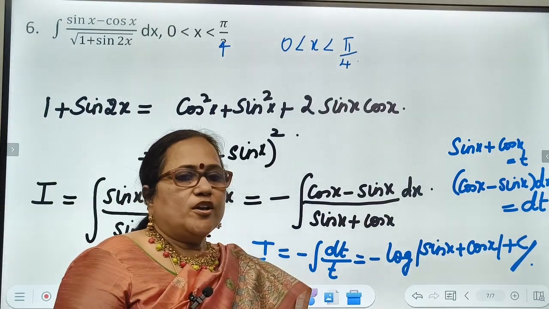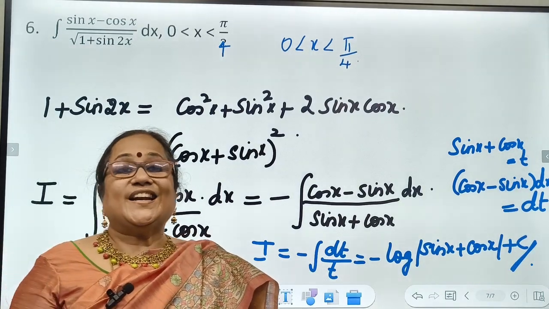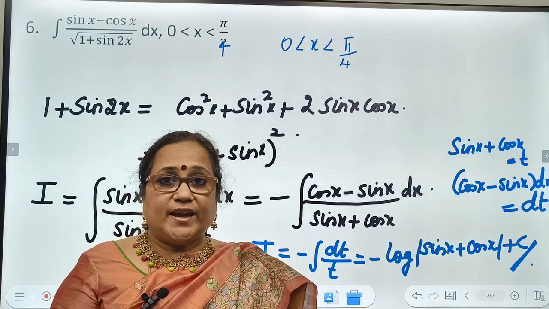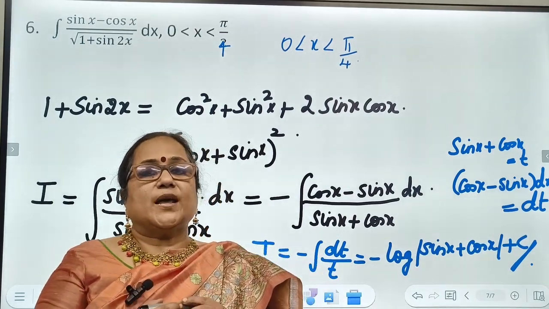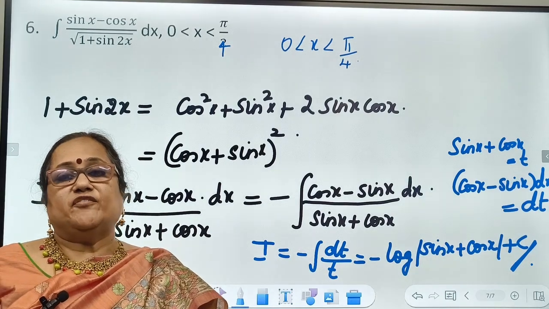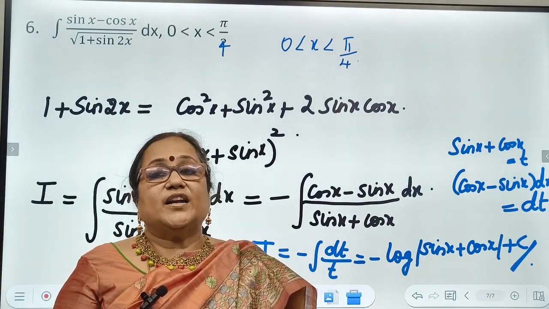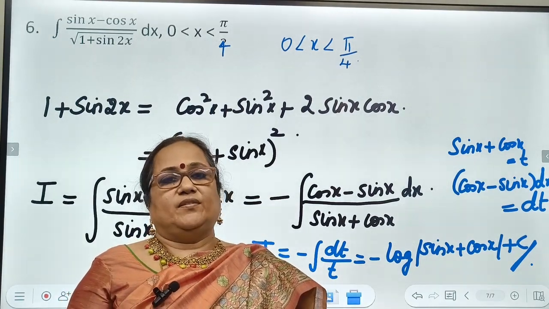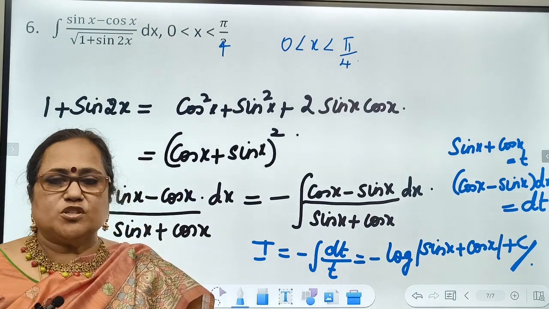So today we saw a few sums using the technique of substitution. How technique of substitution helps us to describe the given function or simplify the given function into a form that you can identify, the integral value of which you can identify. Okay, I hope you found it useful.